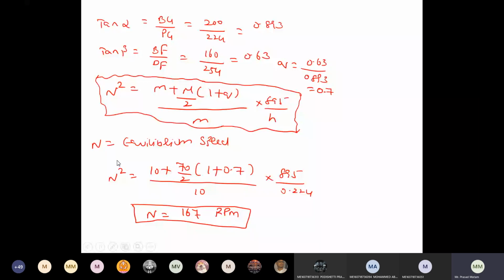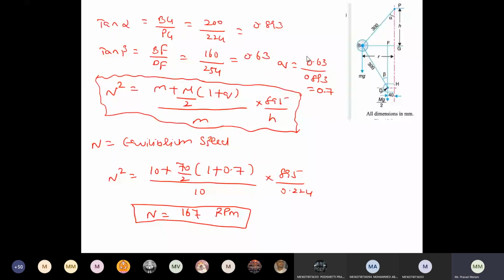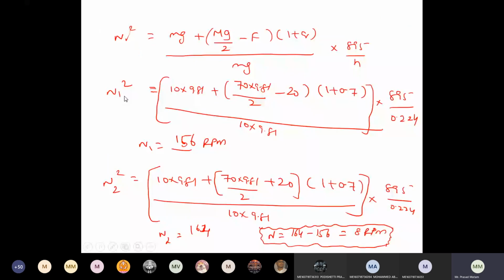Now you can see the question, what they are asking. If the friction is equivalent to a load of 20 newtons at the sleeve, what will be the range of speed for this position? Means when the radius of rotation is r, which equals 200 mm, what will be the range for the speed? So now I am going to find out the maximum equilibrium speed and the minimum equilibrium speed. Got it? That I can get only with the frictional force. Yeah, this is the relation.